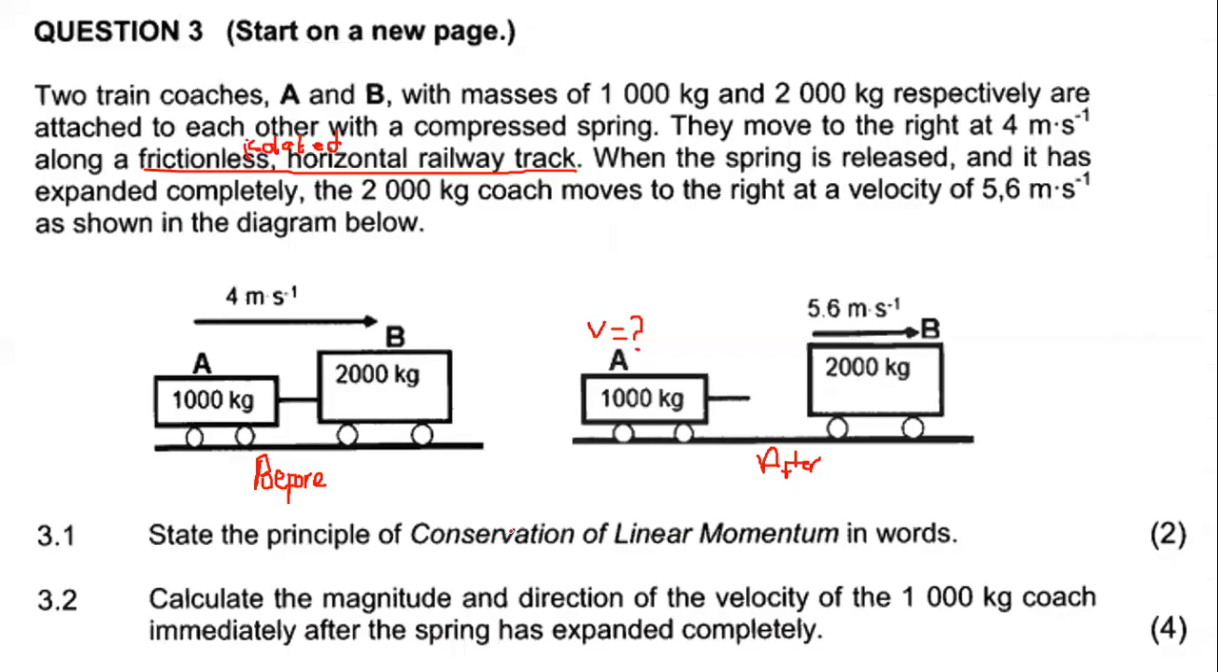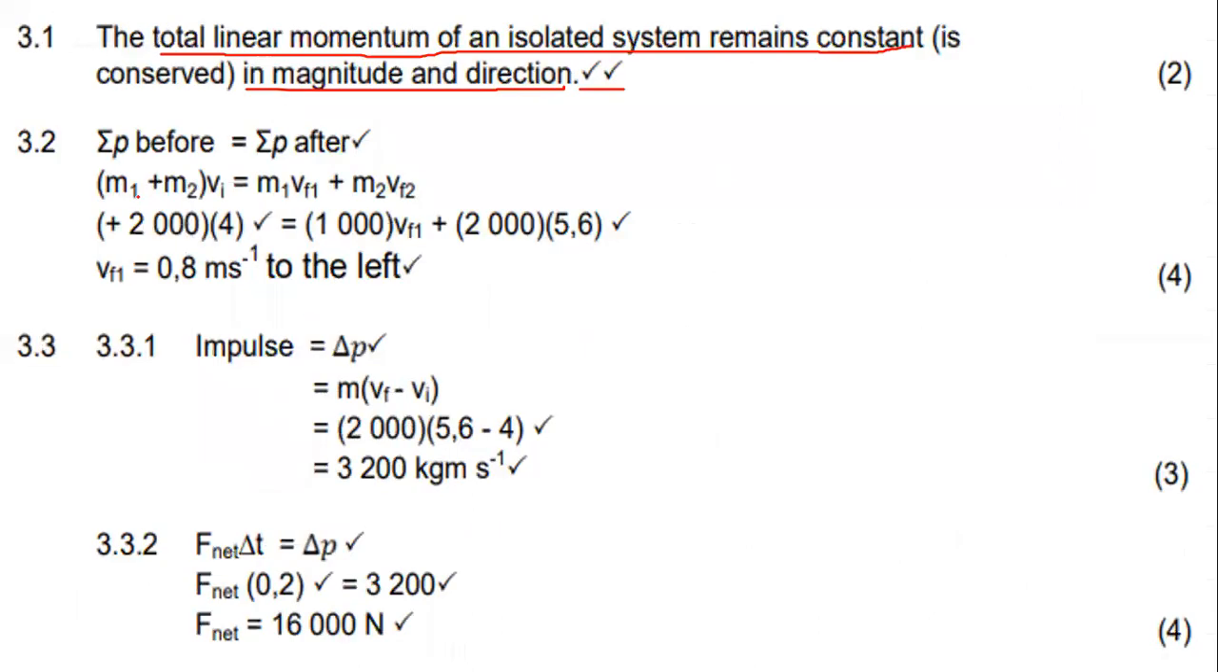Are we clear? Right. So the sum of the momentum before the explosion is equal to the sum of the momentum after the explosion. Because before the explosion they were moving together, they were one system, the initial velocity is the same, so I can take it out as a common factor. In brackets, I will have the mass of coach 1 and the mass of coach 2 altogether.